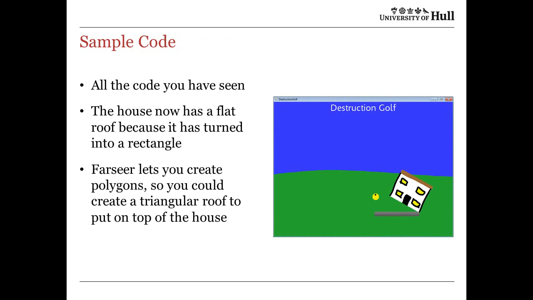The house has a flat roof because it didn't look right when it was a triangle, because the ball would hit here and the house would tip over. But what you can do in Farseer is you can make your own polygons. So you can make a triangle which goes on top of the house. You can knock the roof off and all kinds of other things. And so remember, you can pile these things up and the ball can knock them all over. So feel free to steal my code and do what on earth you like with it.